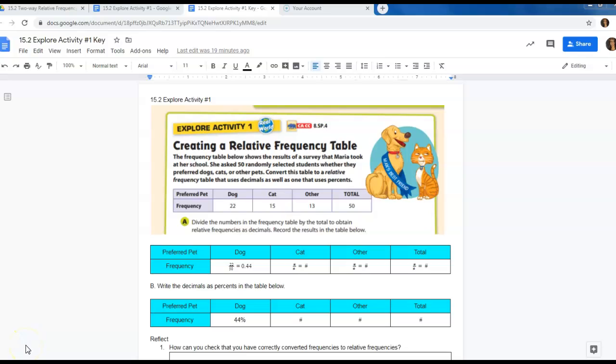Good morning, everybody. So this is 15-1, Module 15, Section 2, Explore Activity number 1, and we are creating a relative frequency table. The last module was systems of equations. This one is two-way tables, percentages, and all that.